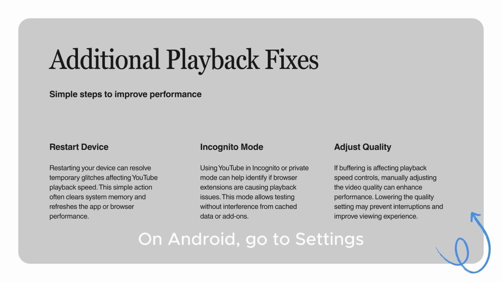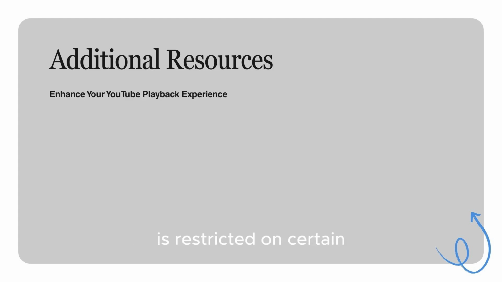On Android, go to Settings, Apps, YouTube, Storage, then Clear Cache. On iPhone, offload the app via Settings, General, iPhone Storage. Sometimes the feature is restricted on certain content like live streams or paid movies. Try a different video to test.